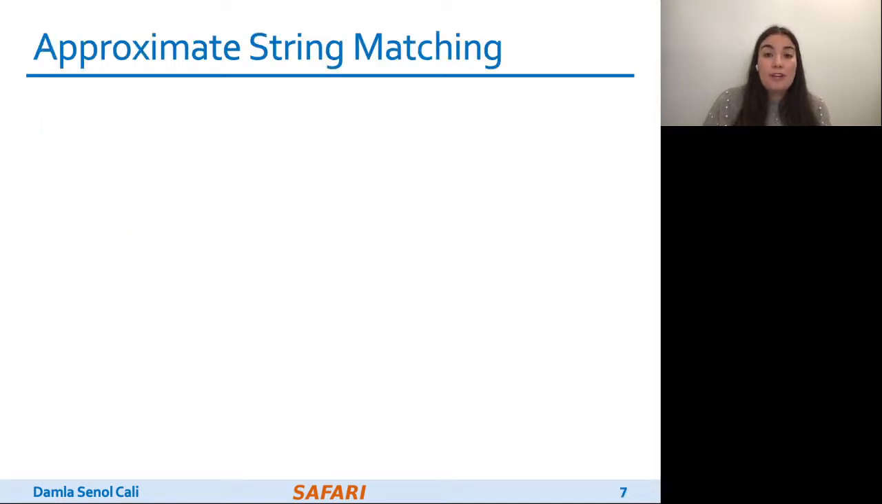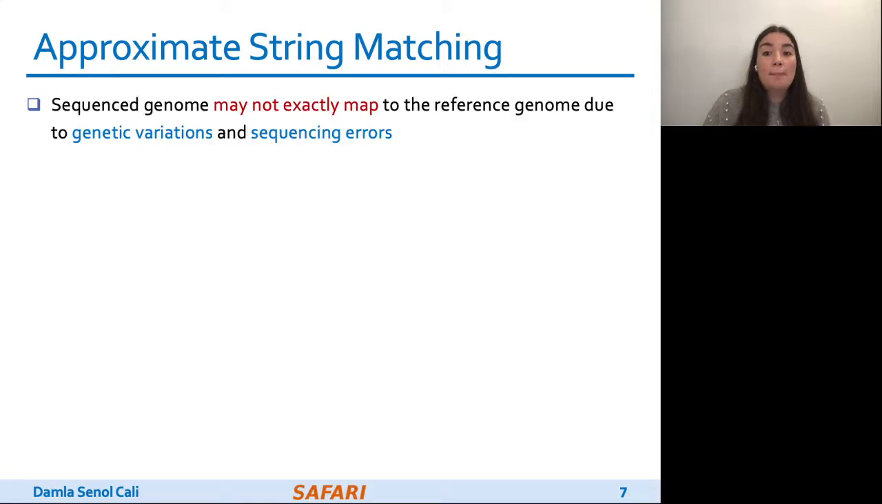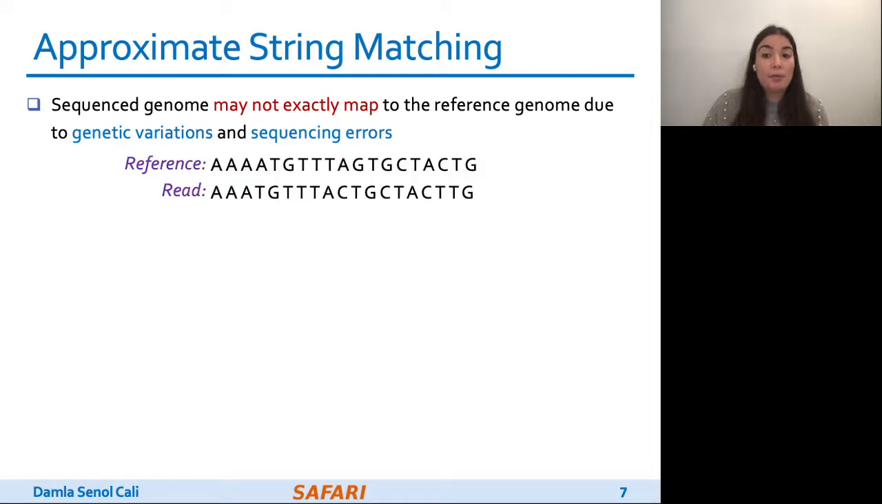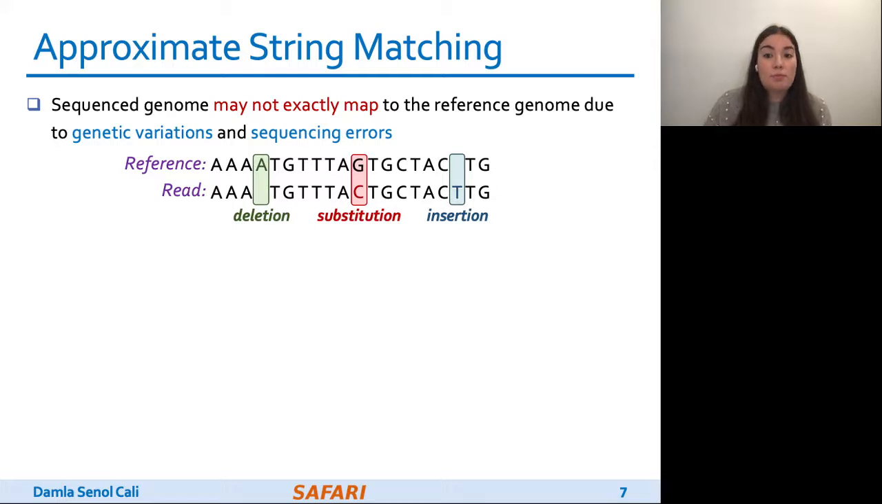As I introduced, read mapping is the first key step in genome sequence analysis. When we are mapping the reads generated from the sequenced genome, they may not exactly map to the reference genome due to genetic variations and sequencing errors. As we can see from this example, these errors and differences, which are also known as edits, can take the form of base deletions, substitutions, or insertions. Since multiple steps of read mapping must account for these errors, they must perform approximate string matching.